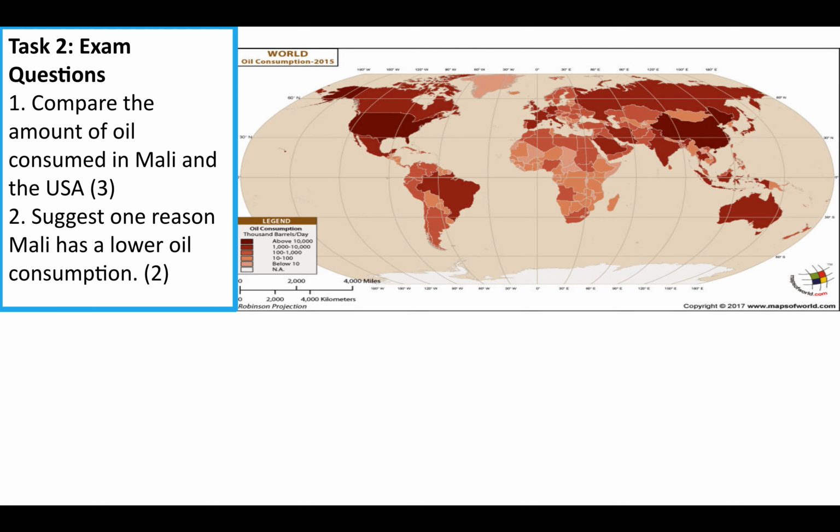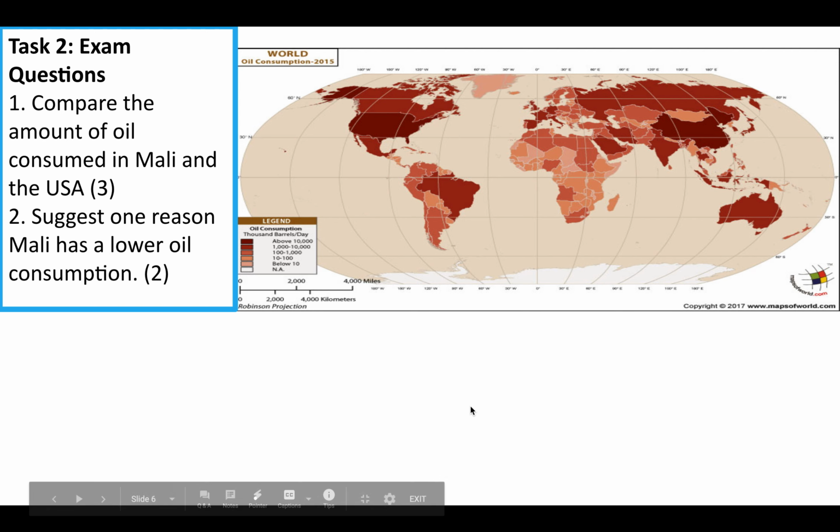So here's our practice then. 2 exam questions. You have them on your worksheet as well. They're not very long answer questions, but they use the knowledge I've just discussed with you. Now, these 2 questions in the exam, they came with this map. Now, we've already looked at a map showing the same kinds of data, but it is always useful to have that there. Now, the question said, compare the amount of oil consumed in Mali and the USA.